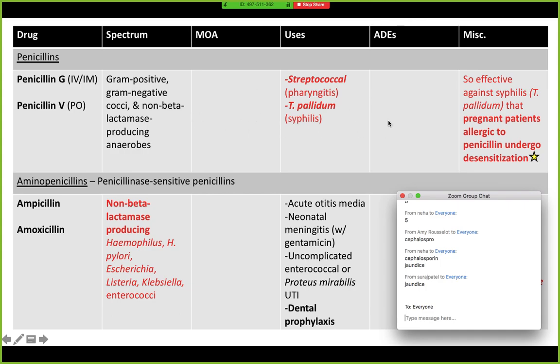And then a very high yield point is that you use penicillin G to treat syphilis. So it's so good at treating syphilis that even if your pregnant patient is allergic, you're going to have them undergo desensitization. That way you can treat them with penicillin G, because there really isn't an alternative that does such a good job.